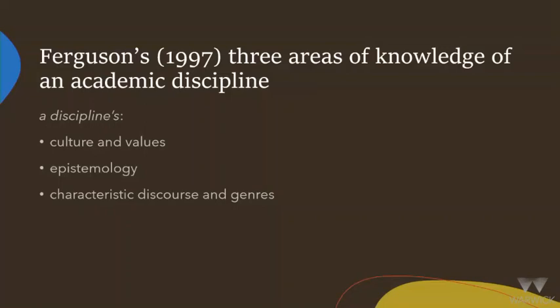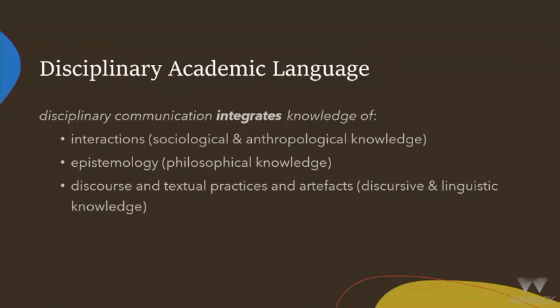According to Ferguson, ESP teachers, and this was written in the 1990s, teaching a particular discipline need knowledge of the areas of the discipline's culture and values, its epistemology, and its characteristic discourse and genre. And just extending on that a bit, we're arguing that building on these three areas, the language of specific disciplines integrates knowledge of the interactions of the discipline, which is sociological, anthropological knowledge. And these may include the community's structures, practices, gatherings, publications, networks, research and publication processes.